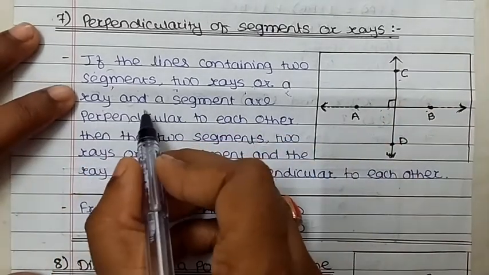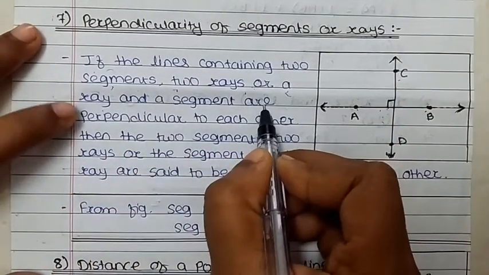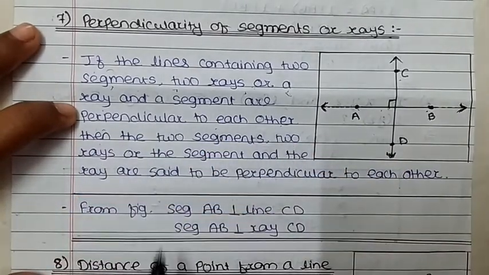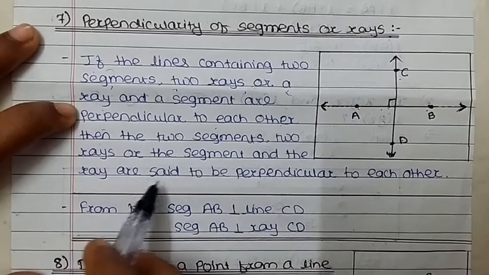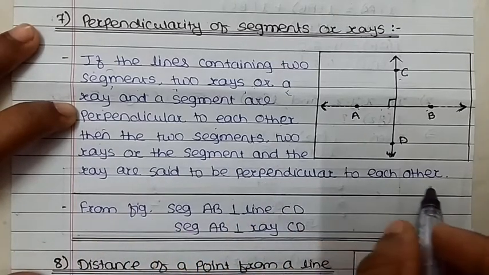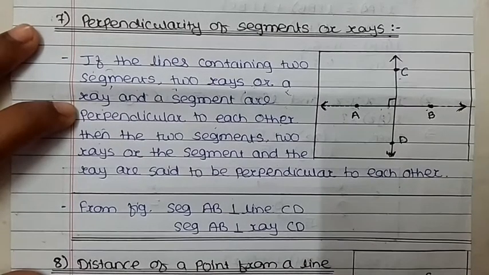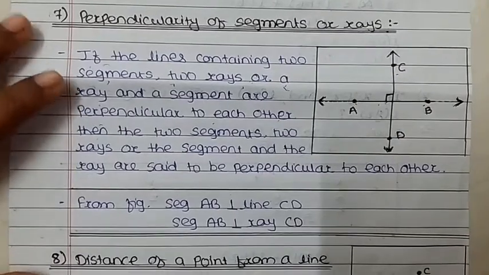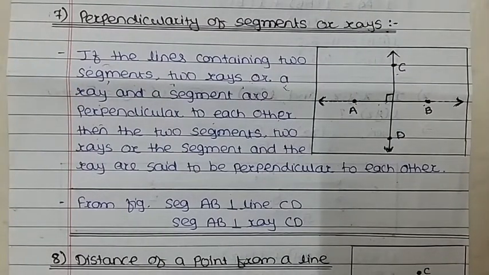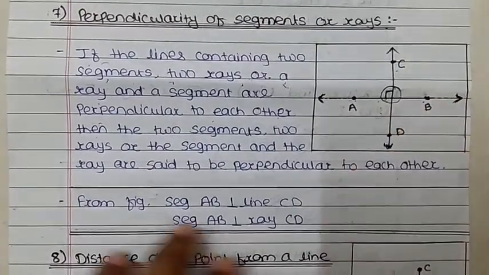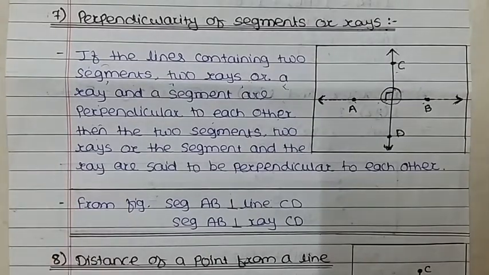If the lines containing two segments, two rays, or a ray and a segment are perpendicular to each other, then the two segments, two rays, or the segment and the ray are said to be perpendicular to each other. If they are perpendicular to each other, it means they form 90 degrees. Then we can say they are perpendicular to each other.